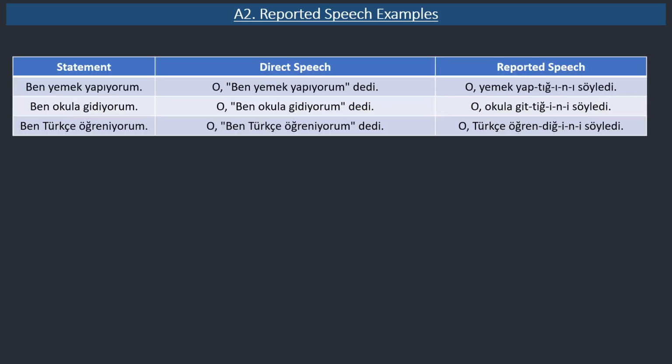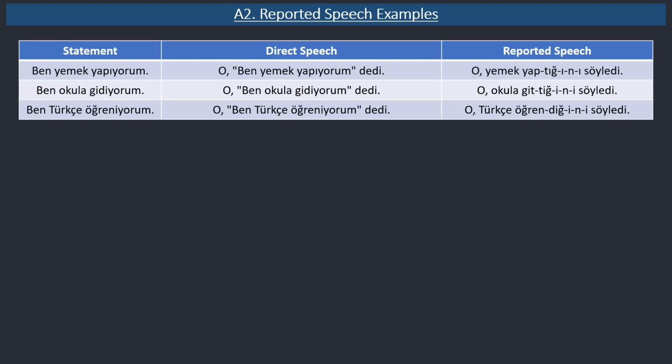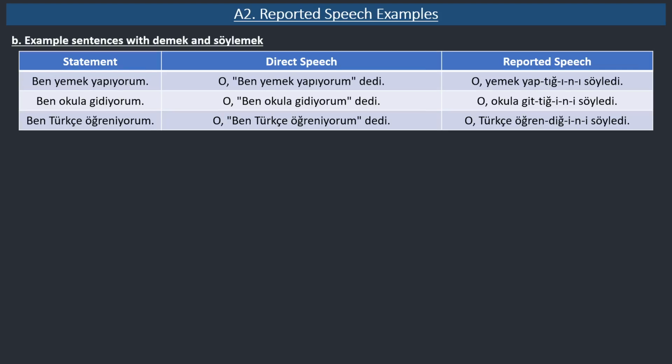So now you can see more examples with this dedi and söyledi. I made a table myself. Maybe I can ask for examples if you have things to say, or if you want to try this, you can use dedi and söyledi. I also separate the suffixes here because I will explain something about these final n parts in a bit. So for now, if you want to try a sentence like this, you can try it.